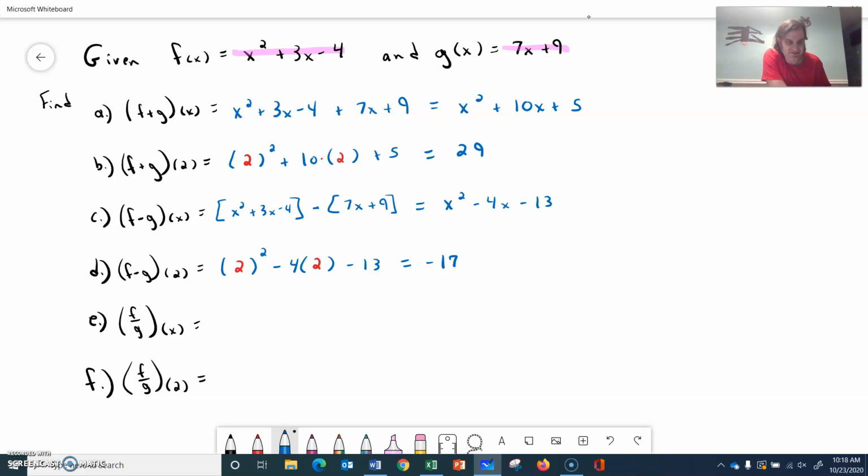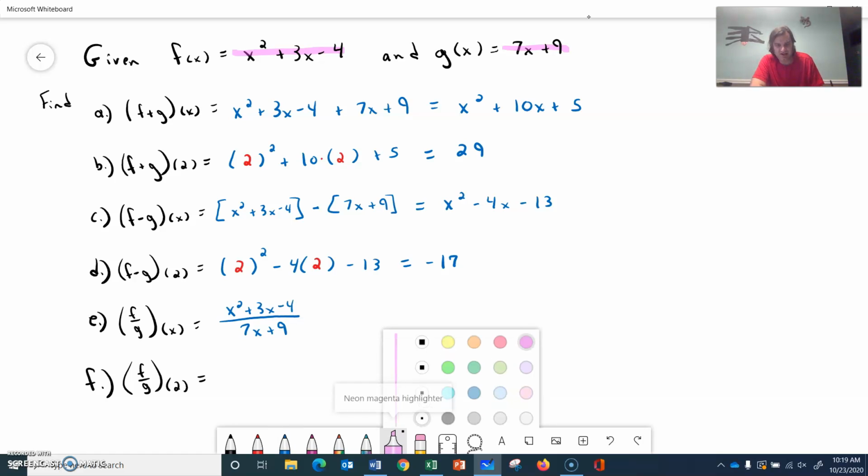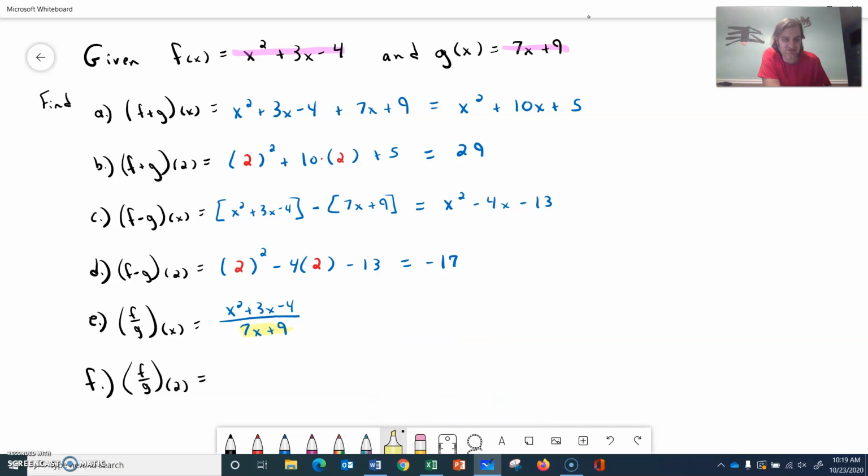Alright, so our next objective is f divided by g of x. Probably won't combine much here, but f is x squared plus 3x minus 4. And we'll divide that by g, which is 7x plus 9. It would be kind of important here to note that there could be a domain issue down there. So kind of keep in mind that down here there could be a domain issue since we now have a denominator. Let me go ahead and find f divided by g of 2, and then we'll come back to that domain issue if you're interested.